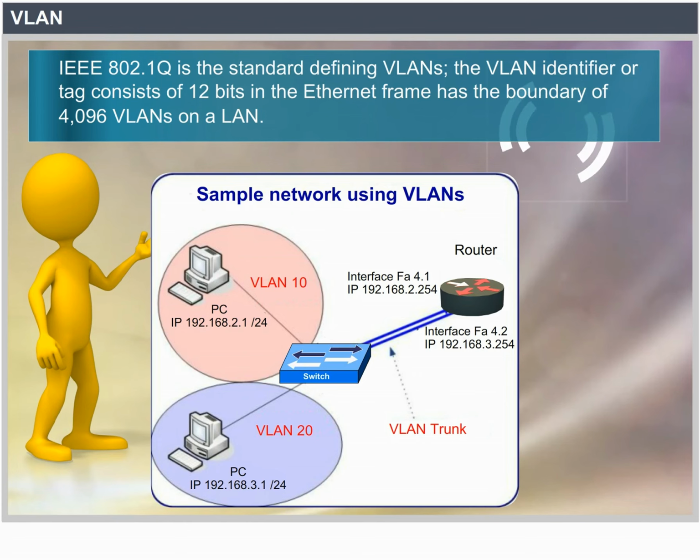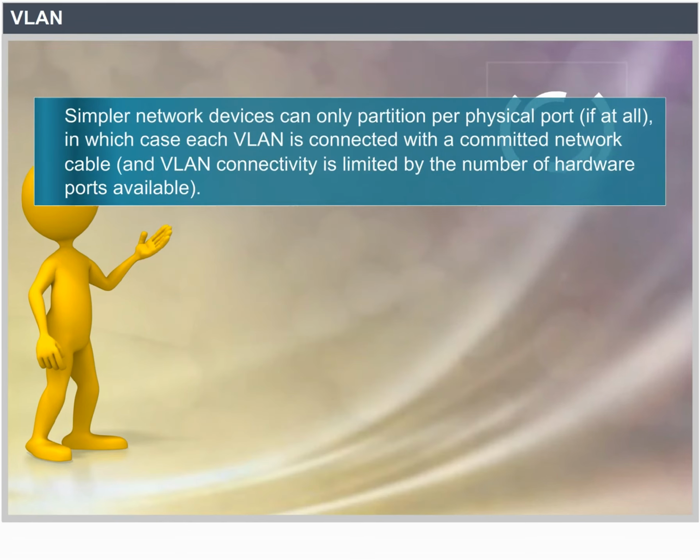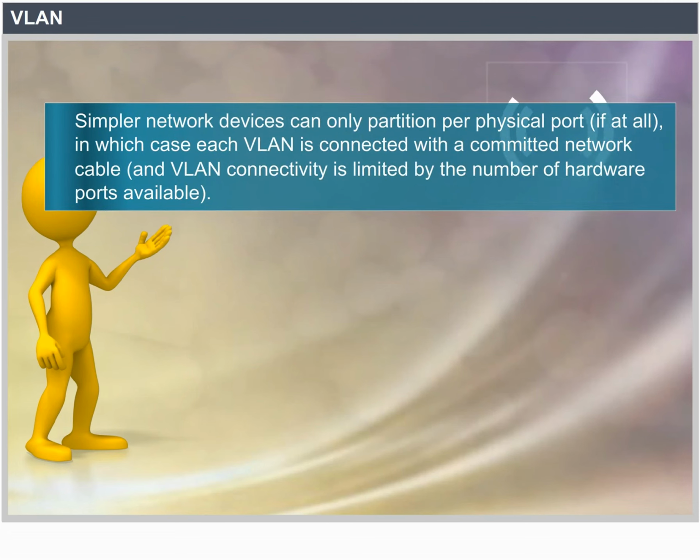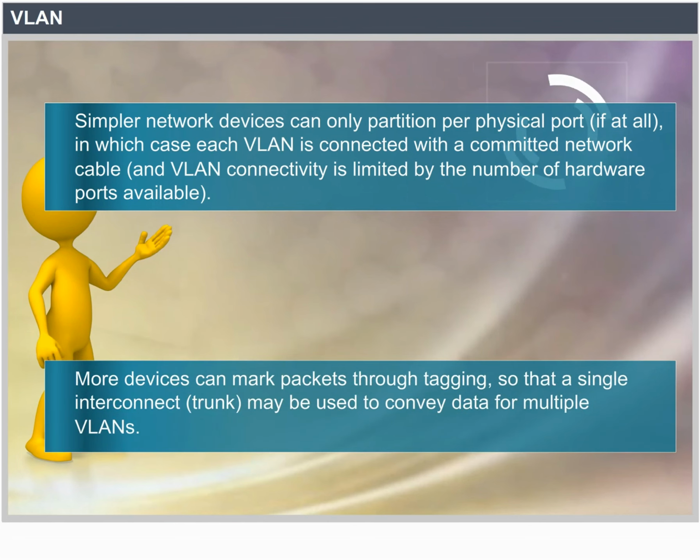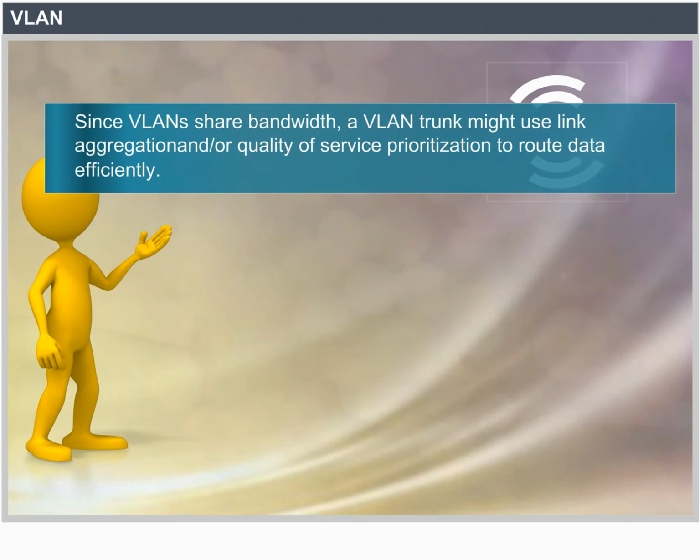Simpler network devices can only partition per physical port, if at all, in which case each VLAN is connected with a dedicated network cable and VLAN connectivity is limited by the number of hardware ports available. More devices can mark packets through tagging so that a single Ethernet trunk may be used to transport data for multiple VLANs. Since VLANs share bandwidth, a VLAN trunk might use link aggregation and/or quality of service prioritization to route data efficiently.